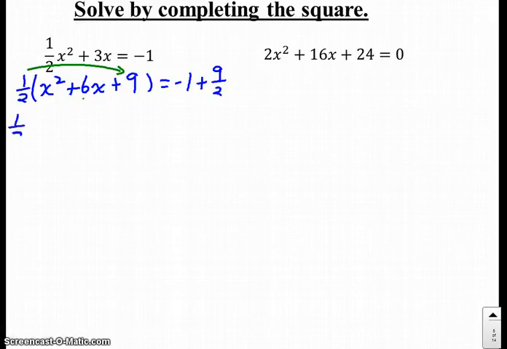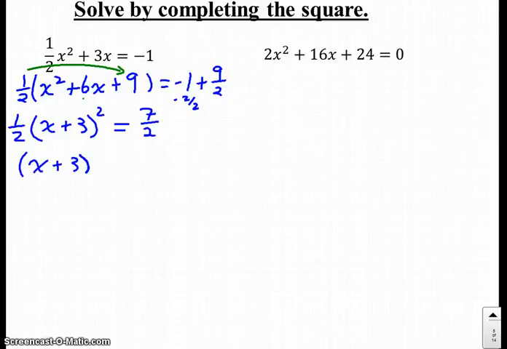I can now factor my perfect square trinomial as x plus 3 all squared. And negative 1 is the same as negative 2 over 2, so I'm left with negative 2 halves plus 9 halves, which is 7 halves. Now the opposite of multiplying by half is dividing by half or multiplying by 2. So I multiply both sides of these equations by 2. I get x plus 3 all squared equals 7.